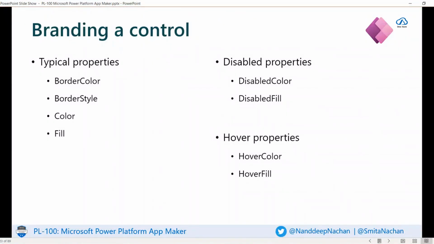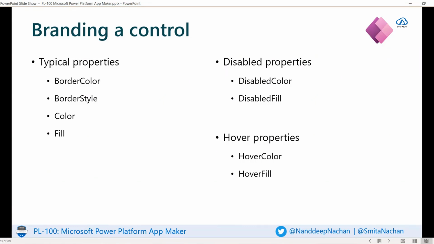Then we have these hover properties. These properties are in effect when the user hovers over the control with a mouse. So hover color, the color of the text in a control when the user keeps the mouse pointer on it. Then the hover fill, the background color of a control when the user keeps the mouse pointer on it.